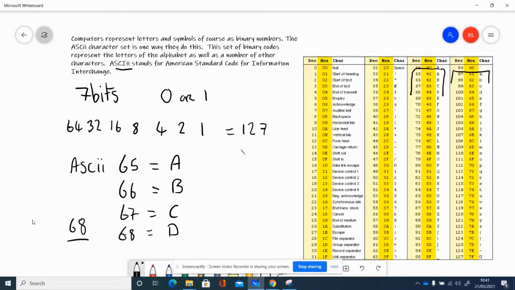So the biggest number we can get in this 7-bit code is 127, but we do have 0 as well. So we've got 128 options. And the ones we're really interested in are the letter codes.